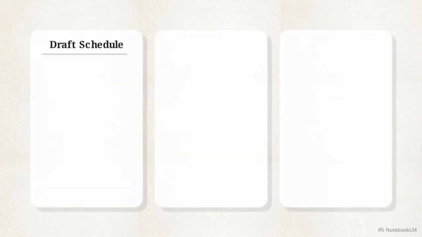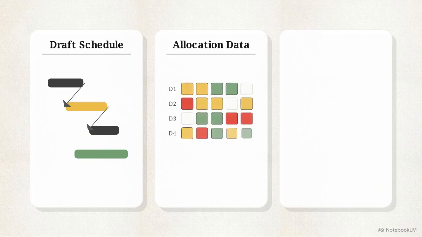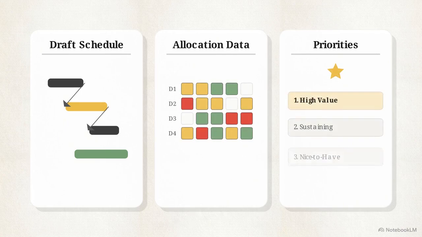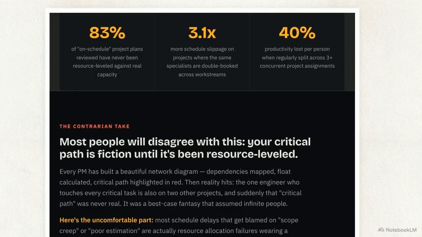To execute this, you need 3 things in front of you: your draft schedule with basic task logic, allocation data showing what else your team is working on, and a clear list of business priorities. This graphic highlights exactly why we need cross-project data.